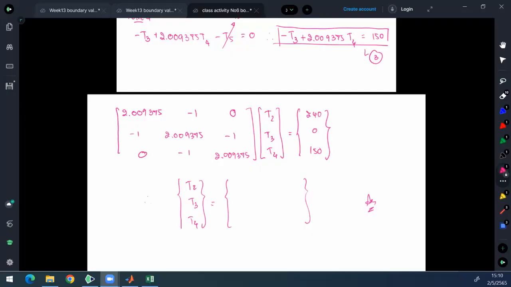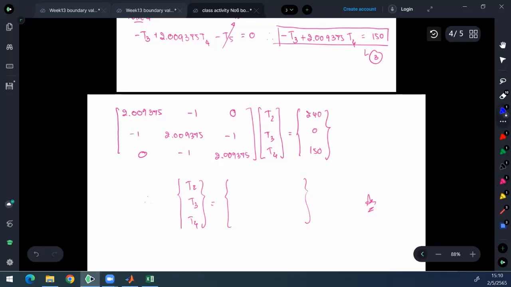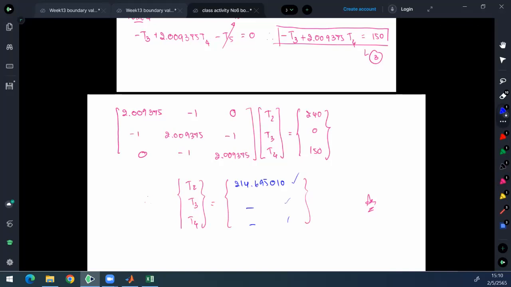Okay, that's fine. The solution of this problem is 214.65, 695.010. I give you just one solution. From only one solution, you can solve for the others. This is very easy to find, so I will leave it to you. You may solve by yourself.